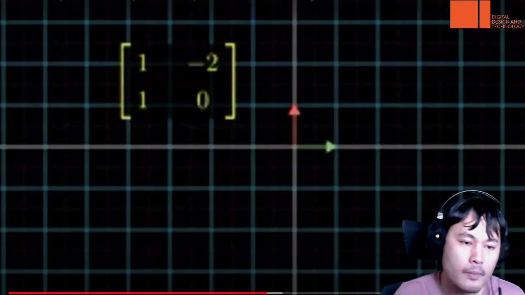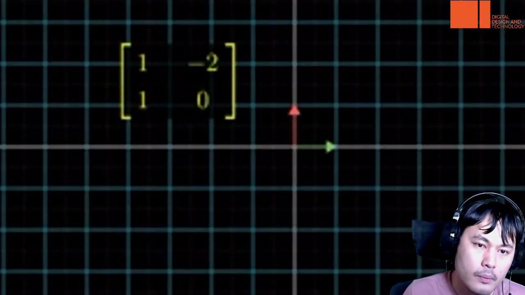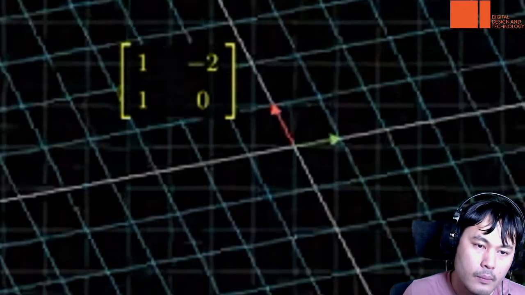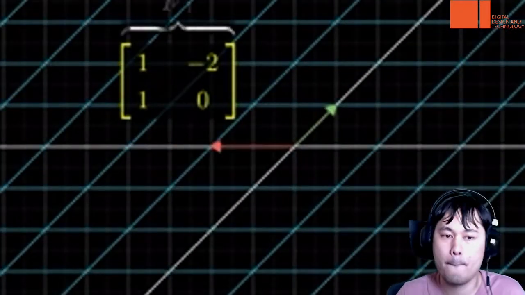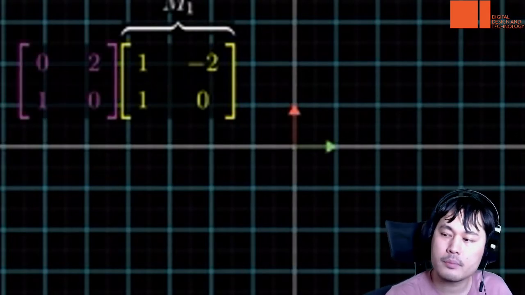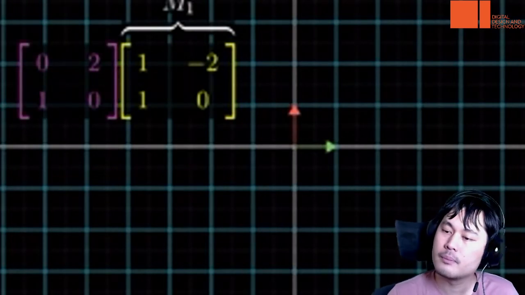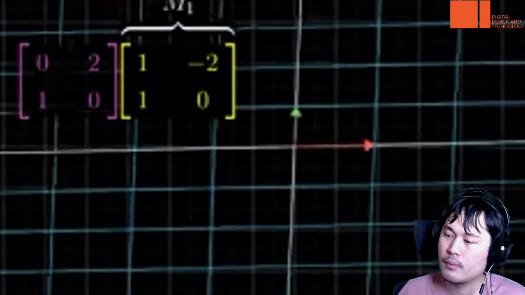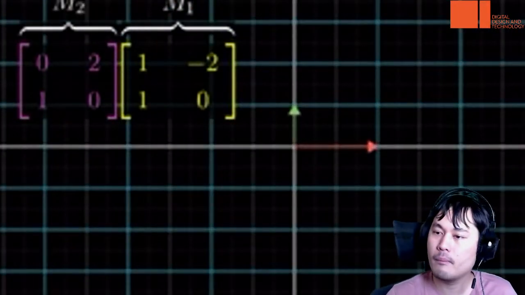Let's look at another example. Take the matrix with columns 1, 1 and -2, 0, whose transformation looks like this. And let's call it M1. Next, take the matrix with columns 0, 1 and 2, 0, whose transformation looks like this. And let's call that guy M2.